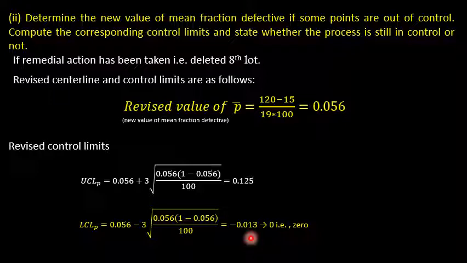Here again we get the lower control limit as negative, but we know that we can't use a negative value, or less than 0, for the lower control limit, so we convert it into 0. So here the lower control limit is equal to 0 and the upper control limit is equal to 0.125. Now again we are going to plot the P chart for this revised upper control limit, lower control limit, and revised center line.